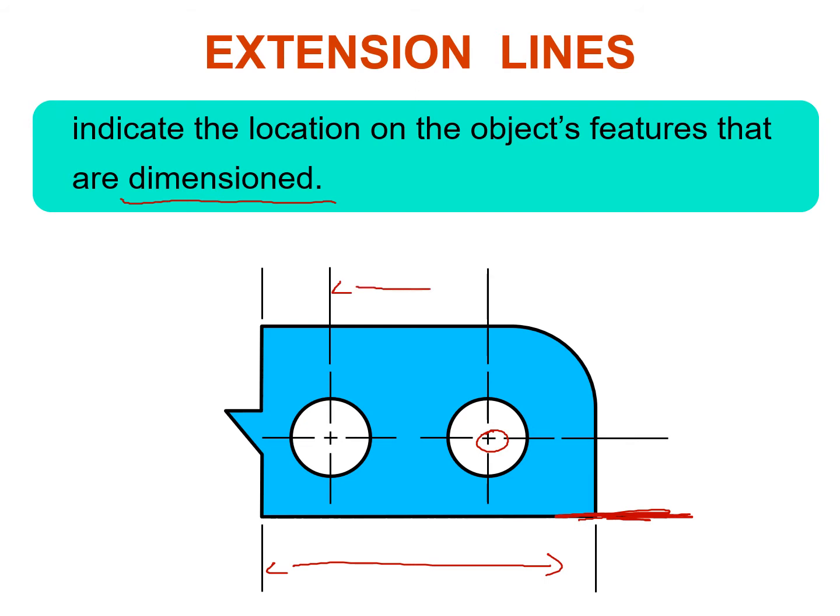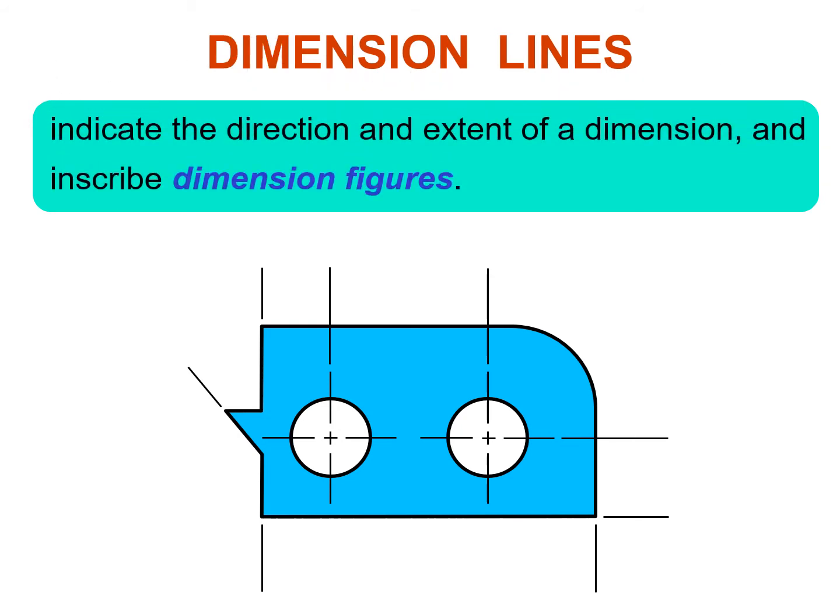Then this dimension will show the center to center distance between these two holes, and then the position of this hole from this edge right here. So these are the different types of dimensioning that we specify with the help of the extension lines. And of course there is this feature which will also be specified with the help of the extension line. Then we will put the dimension lines between these extension lines to specify what we are actually showing, and it indicates the direction and the extent of dimensions and inscribes the dimension figures.